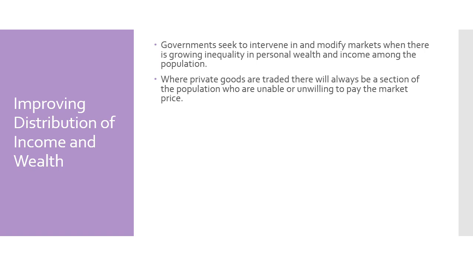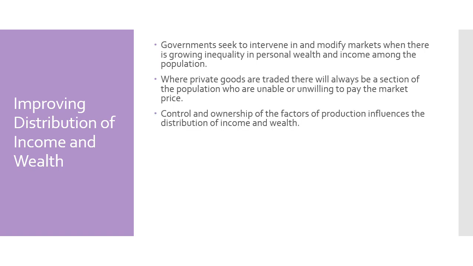So some ways of doing this are sometimes where private goods are traded, there'll be a population who is unable or unwilling to pay what the market price is. They can't afford it, essentially. So we've also got to look at the control and ownership of the factors of production, because of course this influences the distribution of income and wealth. Who owns what is the first sign of wealth.